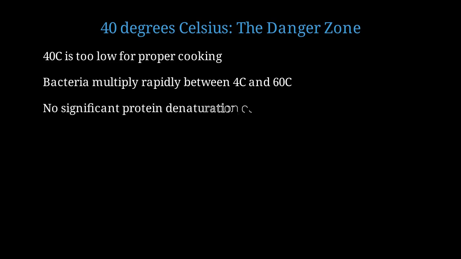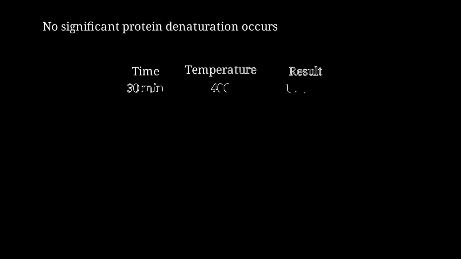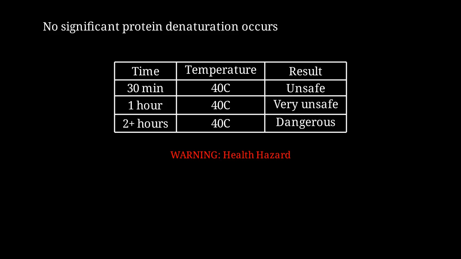No significant protein denaturation occurs at this temperature. The meat remains essentially raw in structure. Here's a table showing cooking times at 40 degrees Celsius. Notice that all durations are unsafe. Even 30 minutes at this temperature allows dangerous bacterial proliferation.